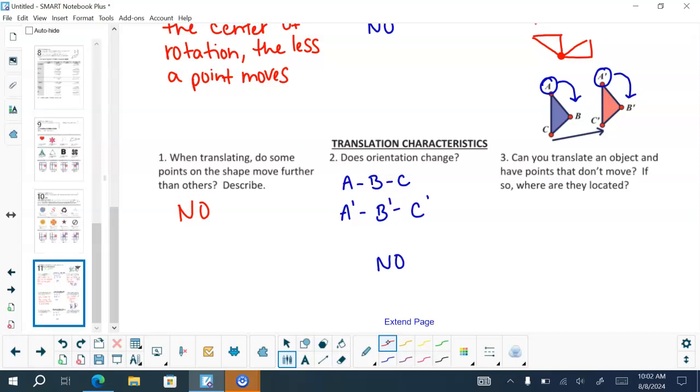Okay? And the last question here, can you translate an object and have points that don't move? We already talked about that, right? No. If someone came in and tackled me from the side, my entire body's going to move. Nothing's going to be left in that same location. So if you're translating something, points are all going to move the same distance. Points are all going to have to move. Nothing can stay where it is. And then the orientation doesn't change. So it's just a solid no all the way across there.